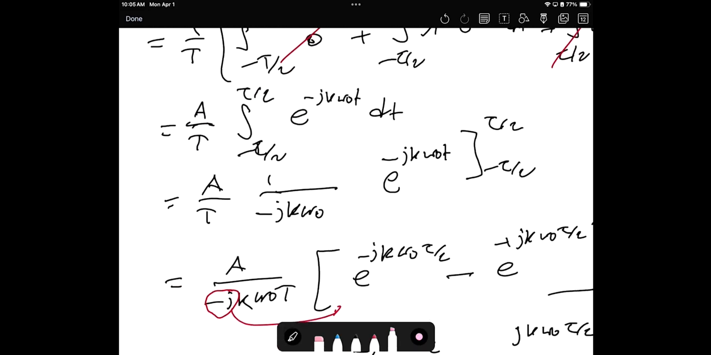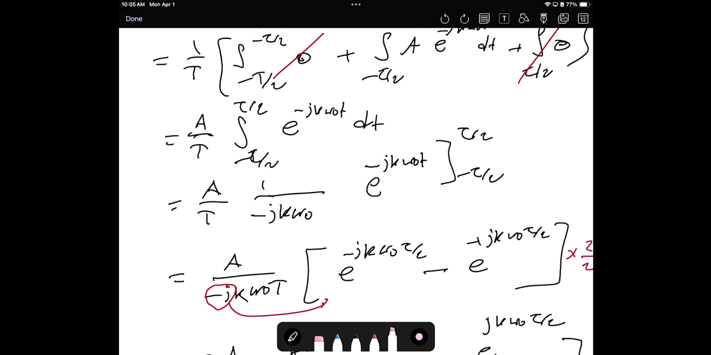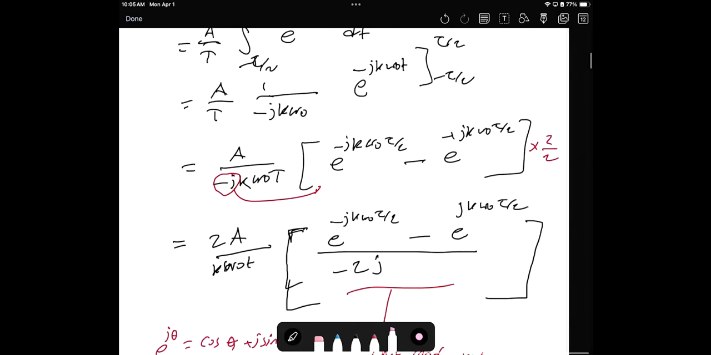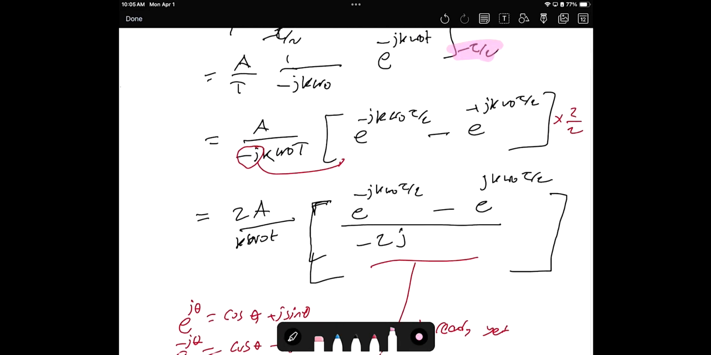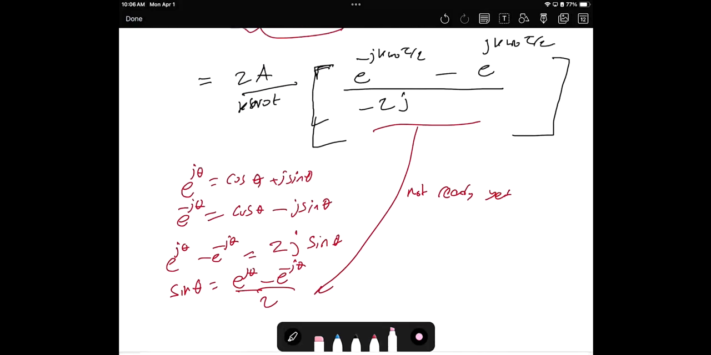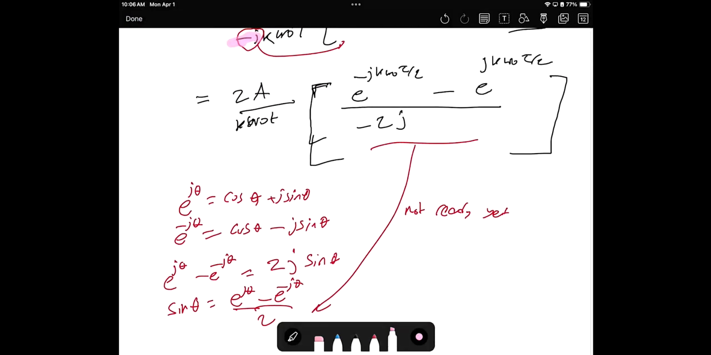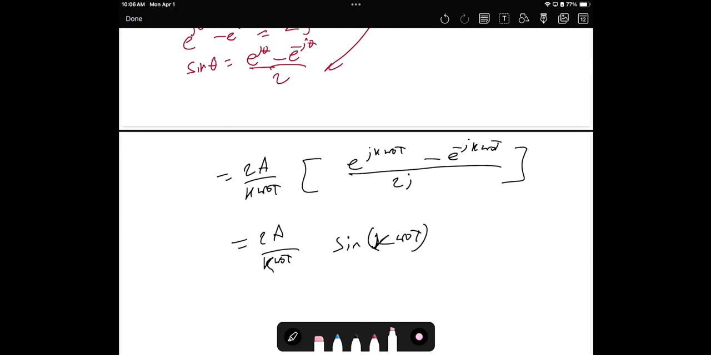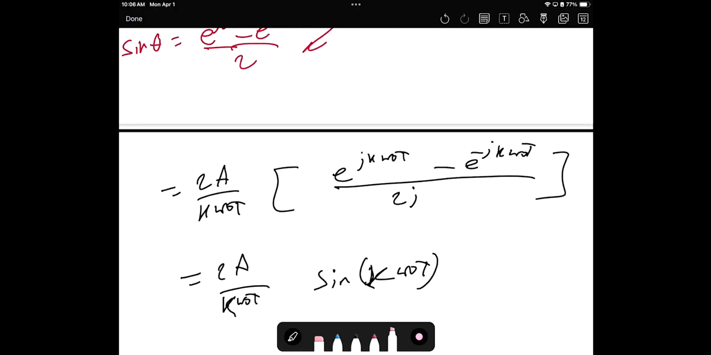Then after evaluating this integral, the exponential, we substitute negative tau over 2 and positive tau over 2. Then when we include the negative j, put it inside the brackets, and recall Euler's formula: sine theta equals e to the j theta minus e to the negative j theta, over 2j. We have a negative here, so we flip the exponentials. So it will be 2a over k omega naught T times e to the j theta minus e to the negative j theta over 2j. This is the definition of sine.